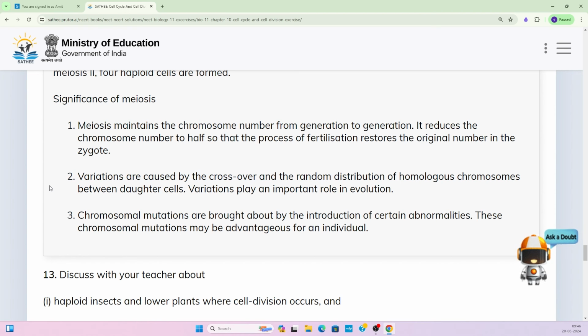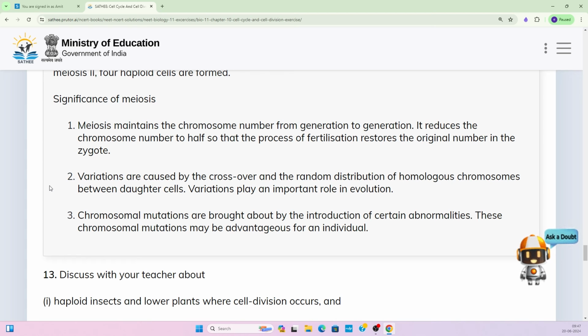So meiosis maintains the chromosome number from generation to generation, and it reduces the chromosome number to half, so that the process of fertilization restores the original number in the zygote. At the time of fertilization, when two haploid gametes fuse together, a new cell forms, that is the zygote. It has the same 2n chromosome number, right?